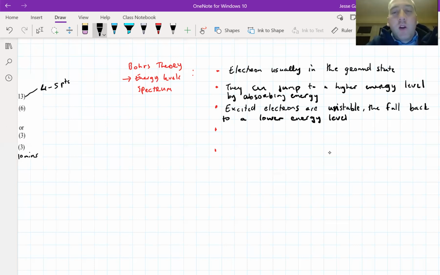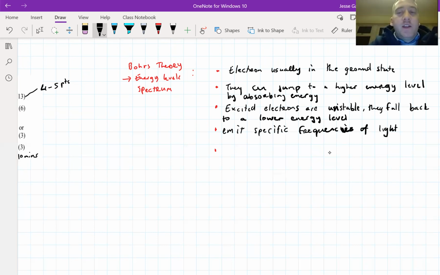What happens when they fall back to a lower energy level? You should be talking about light in the next bullet point. If you haven't talked about light, you need to do that now. Pause the video and do that. So they fall back to a lower energy level and they emit specific frequencies of light. They give off the energy as light.